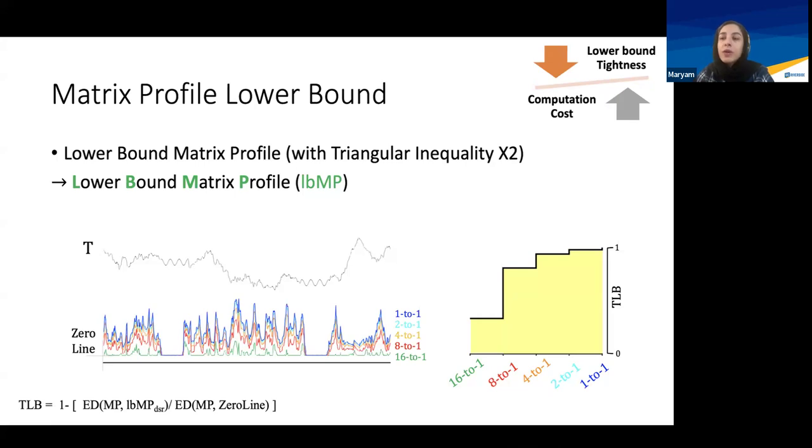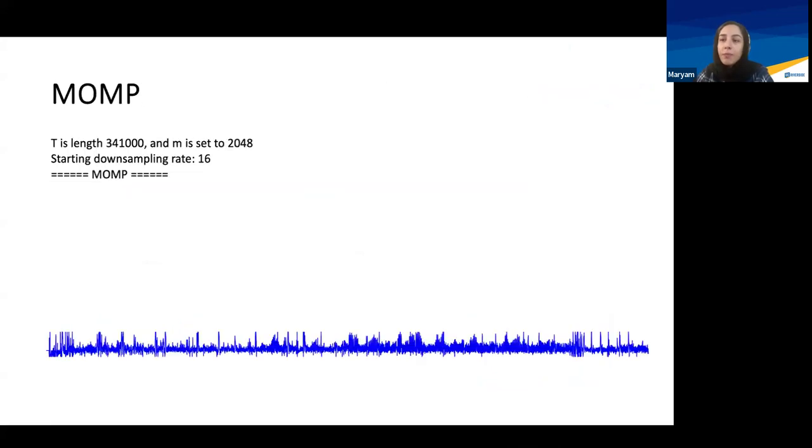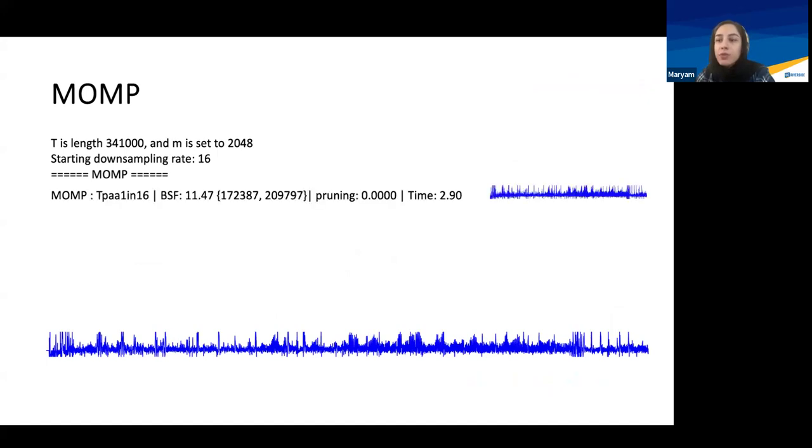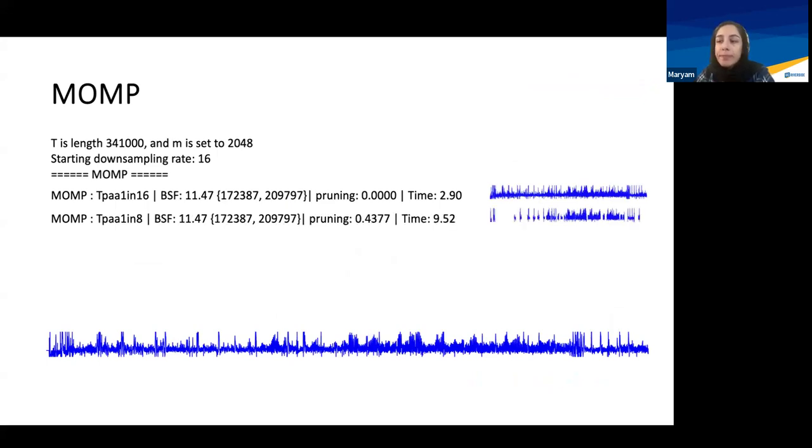So now let's look at the iterative process of MOMP. MOMP combines downsampling with iterative pruning to efficiently identify motifs. Start with a high downsampling rate. For now, assume 1:16. Compute the lower bound MP and prune all data points above the best so far threshold. Halve the downsampling rate and repeat the process on the remaining data points.